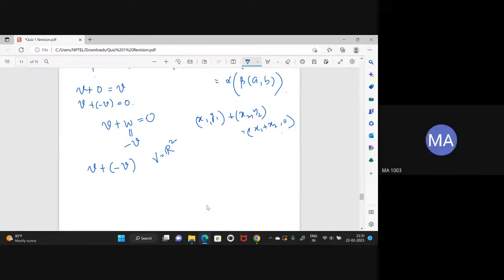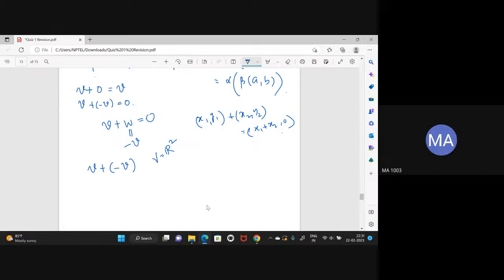Okay. Yeah, in this case, suppose there is a vector 1 comma 2. I want to find its additive inverse, which will be minus 1 comma anything, minus 1 comma 5 or minus 1 comma 2. This is not a vector. Then it should be unique. This is not a vector space.